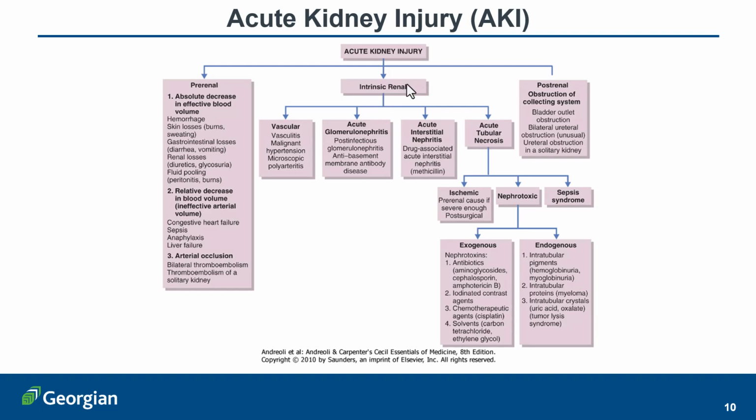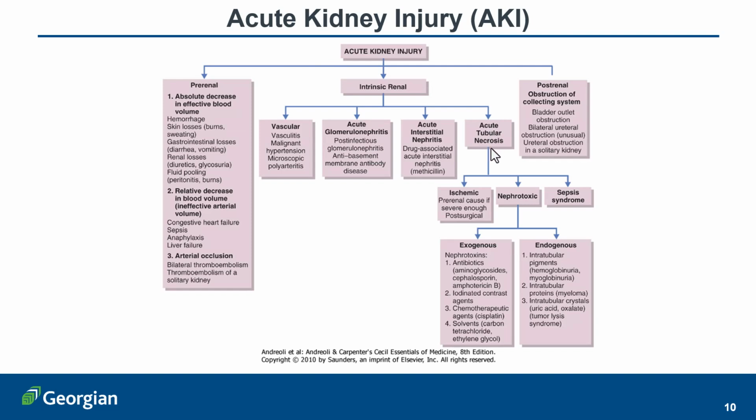For the intrinsic renal or the intrarenal causes, we're not going to focus upon the vascular causes. Acute glomerular nephritis, so if you damage the glomerulus, that's going to cause damage to the nephrons, resulting in acute kidney injury, acute tubular necrosis as well. Most of the causes of acute glomerular nephritis are autoimmune in nature, except this post-infectious glomerular nephritis, which is triggered by a previous infection, but that's also autoimmune related.